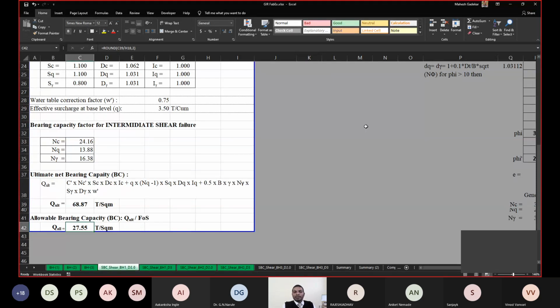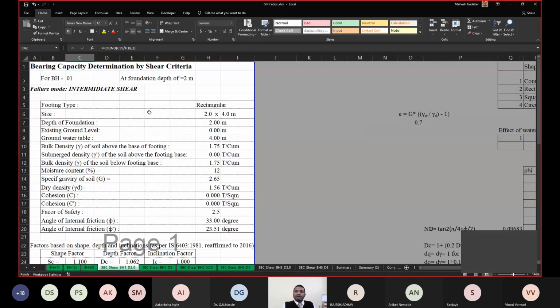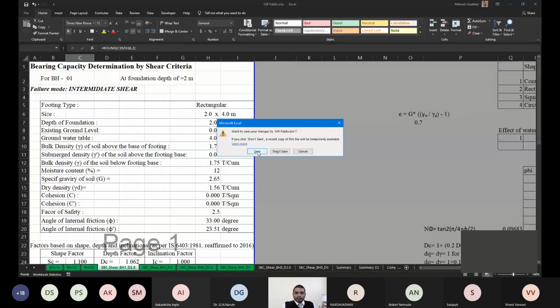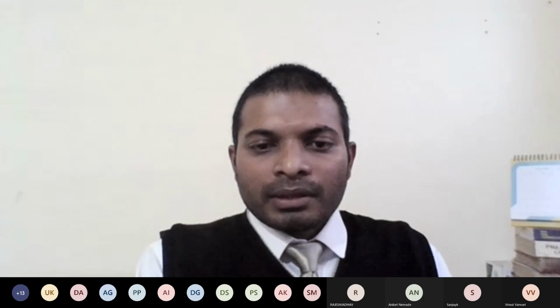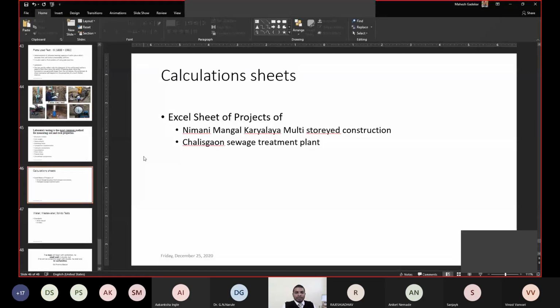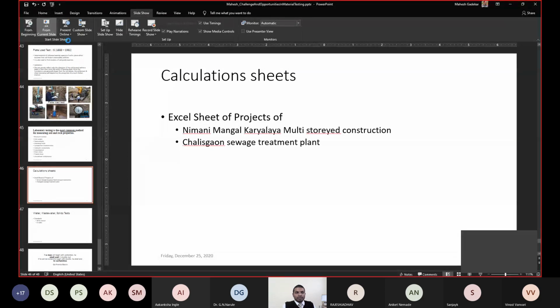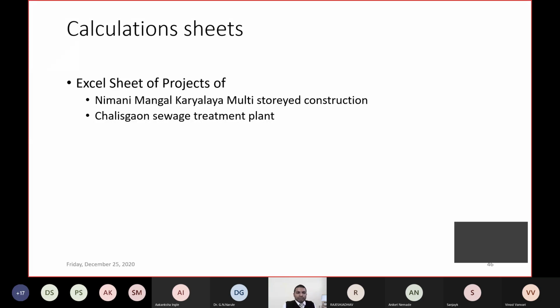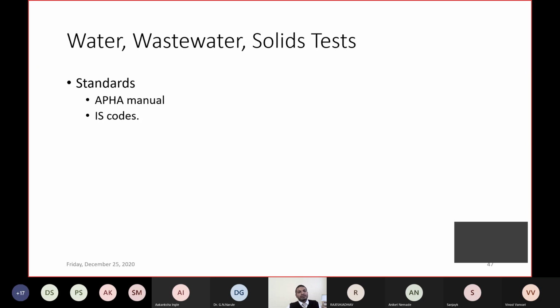These are prepared by me only for the given IS code, and I tried to implement all types of conditions. So this is about the geotechnical investigation that I have done so far. The plate load test reports have not been shown, but the calculation sheets have been shown.